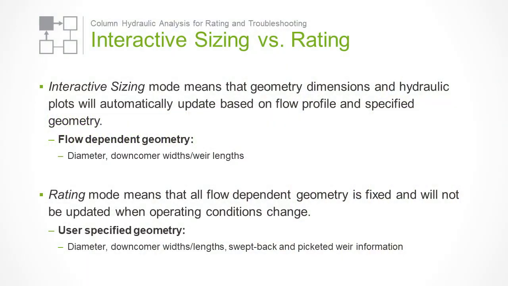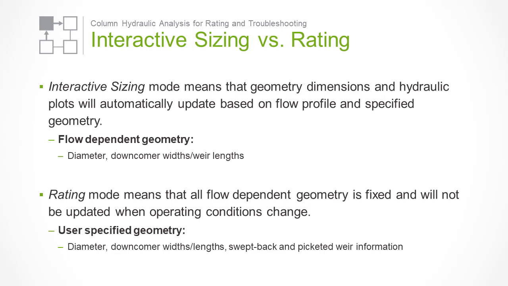This topic covers column hydraulic analysis for rating and troubleshooting. In the previous topic, we discussed the interactive sizing mode and how it works. In summary, interactive sizing mode means that the geometry dimensions, such as diameter, downcomer widths, weir lengths, and hydraulic plots, will automatically update based on the vapor and liquid flow profile and specified geometry.